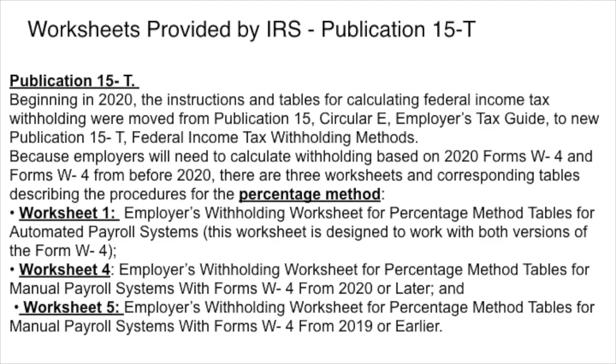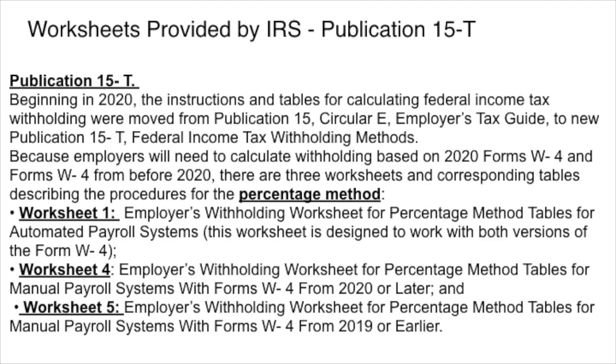Now, beginning in 2020, the instructions and the tables for calculating federal income tax withholding were moved from Publication 15, that is the Circular E, to the new Publication 15T, Federal Income Tax Withholding Methods.